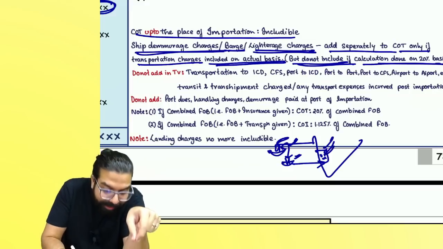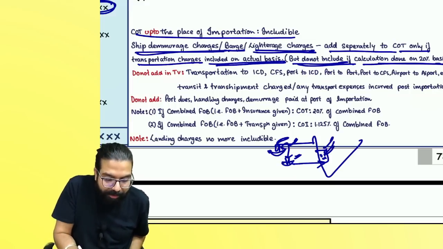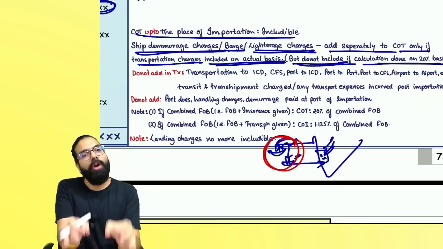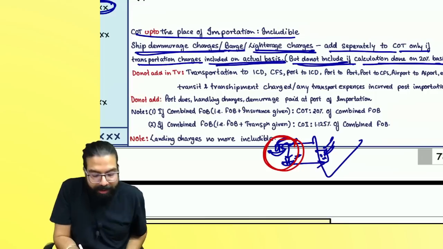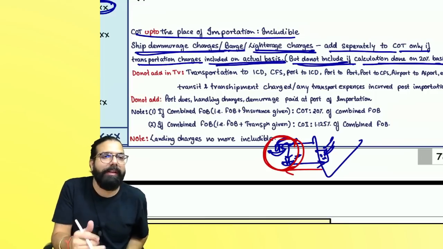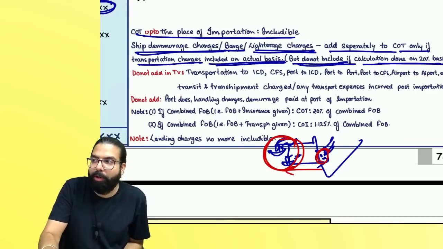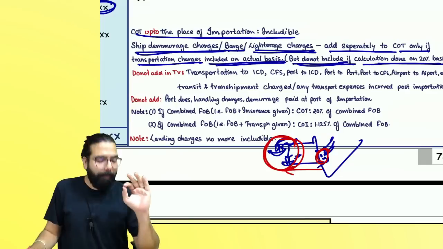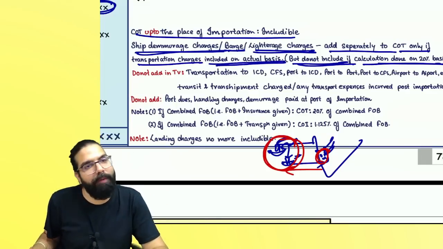Those are at the port exact charges and those are not to be included. But ship demurrage charges and bar charges at the port of importation are to be included, because they tell that it is at the port, but the cost was actually incurred before that. Are we clear, everyone? Demurrage charges at the port are not included. So ship demurrage and bar charges at the port of importation are included, but demurrage charges only are not to be included, even though it is at the port of importation.